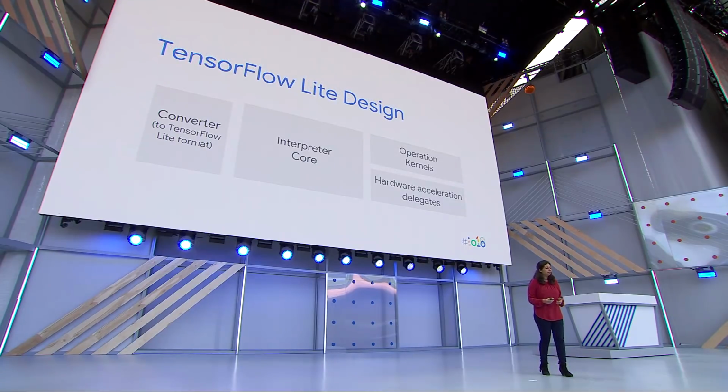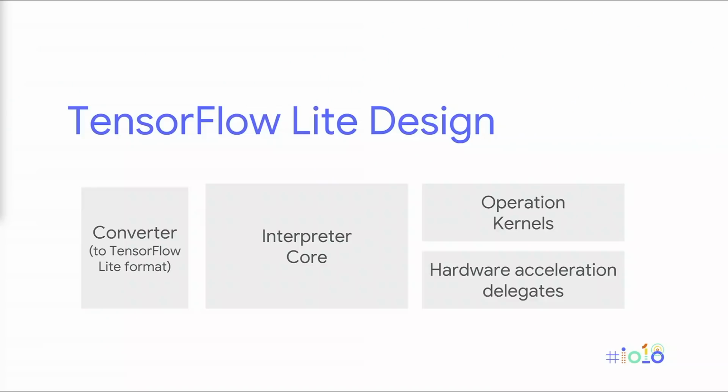So this is a high-level overview of the system. It consists of a converter where we convert models from TensorFlow format to TensorFlow Lite format. And for efficiency reasons, we use a format which is different. Then it consists of an interpreter which runs on device. There are a library of ops and kernels. And then we have APIs which allow us to take advantage of hardware acceleration whenever it is available.